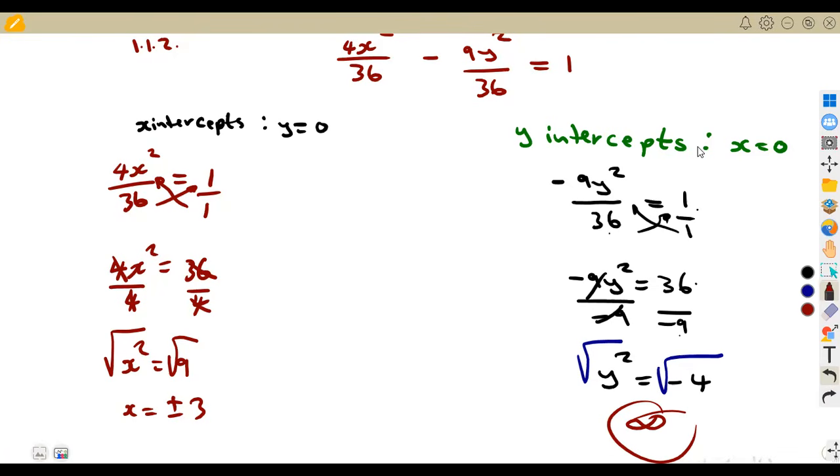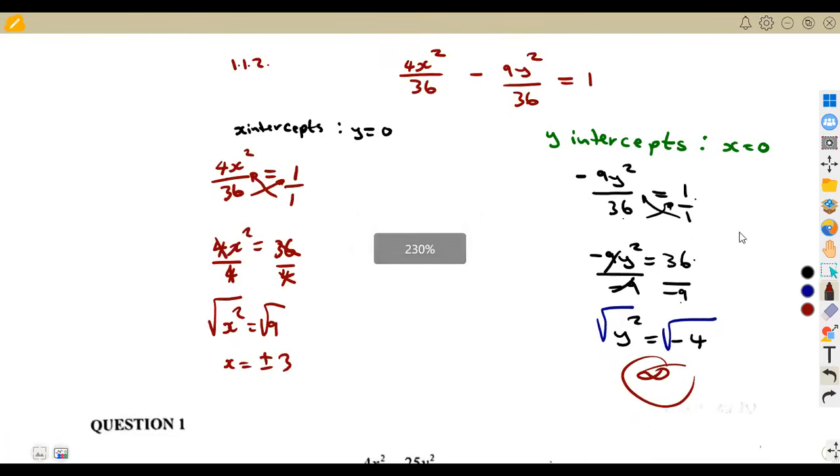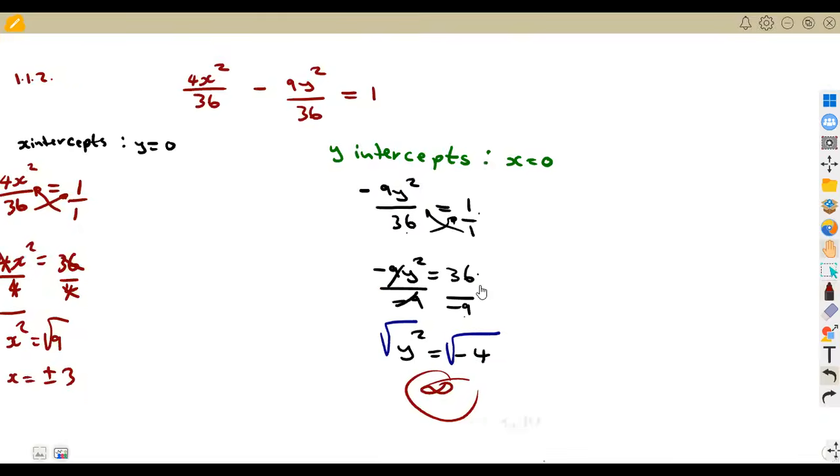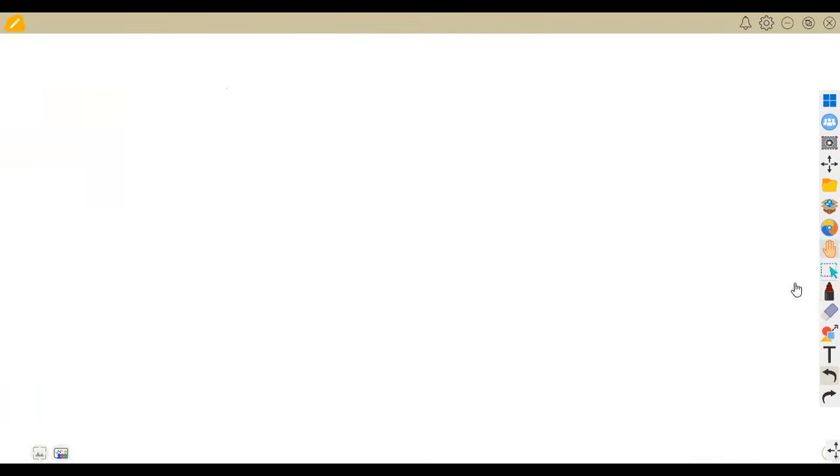So how do we draw this graph now? All right, so this is what is going to happen. Remember we said x is being taken at what? We just need these two. Our x-intercepts, we said our x is at ±3, and the y values, we do not have. It's actually up to ±infinity.